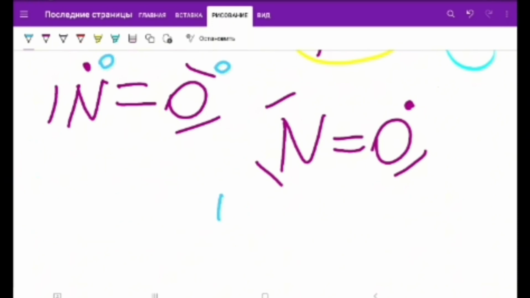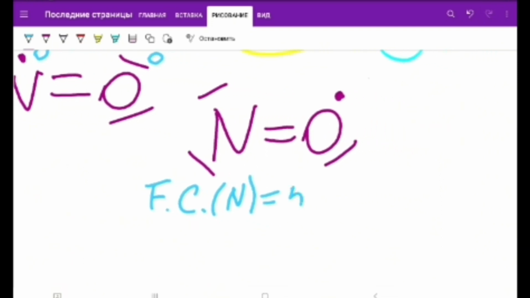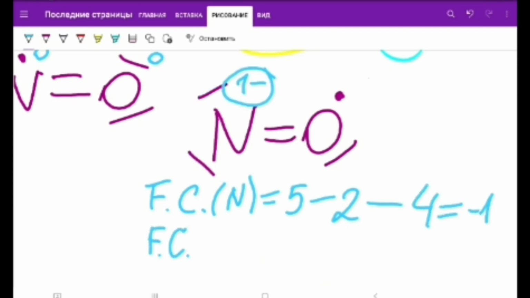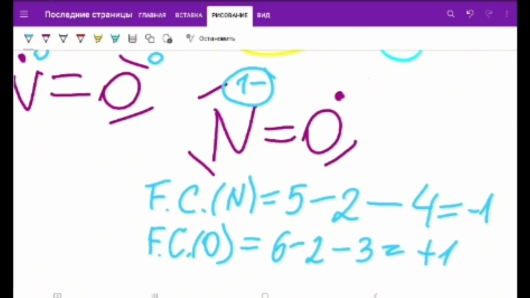Let's find the formal charge for the second nitrogen, for this one. The number of valence electrons, 5, minus the number of bonds, which is 2, minus the number of free electrons, 2 pairs, it means 4 electrons. We have minus 1. The formal charge of oxygen will be 6 minus 2 bonds and minus 3 free electrons. It will be plus 1. So we get 1 plus on oxygen.